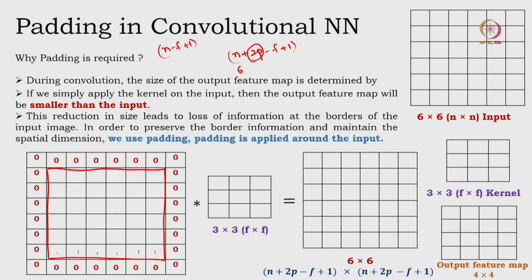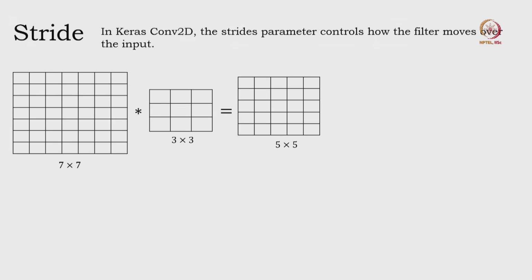It is 6, the n value is the original 6, plus you have applied one layer of padding. So, it is 2 times 1, minus f size 3, plus 1. So, it is 6 plus 2 minus 3 plus 1, which is nothing but 6, right. So, this is the padding concept. I hope this is clear to you.